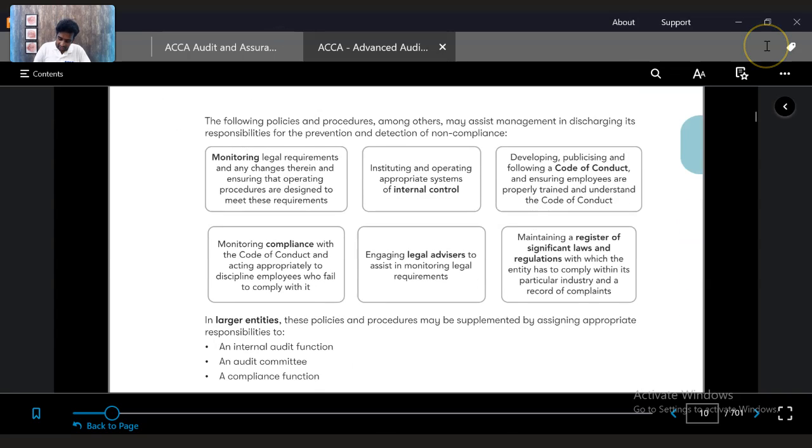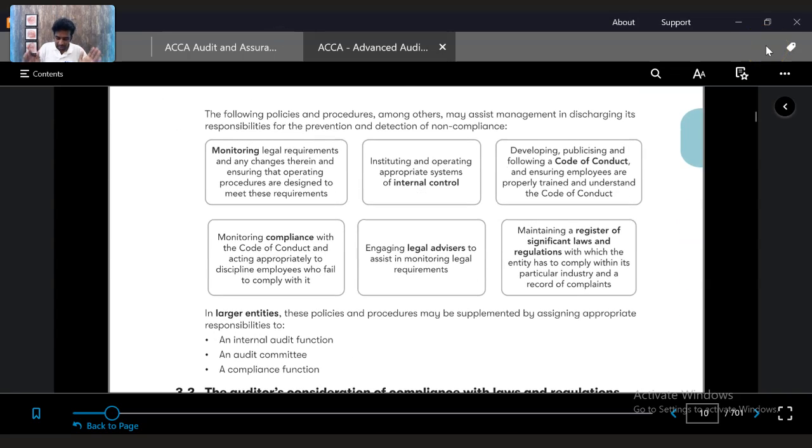Specifically, management should formulate certain policies and procedures which will help them discharge their responsibilities for prevention and detection of non-compliance. What are they? Monitoring.